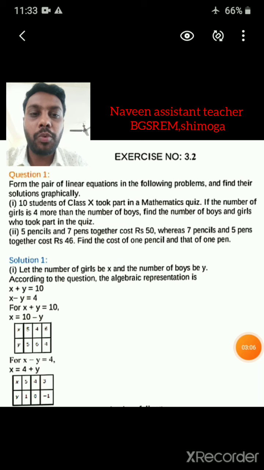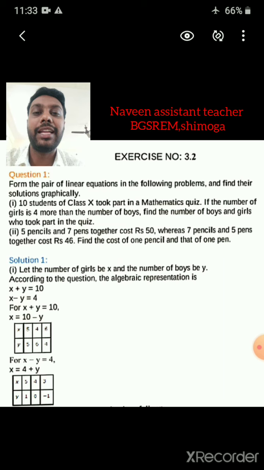Then we shall move on to exercise 3.2. Consider question number 1: form the pair of linear equations in the following problems and find their solutions graphically. In this class, I consider the first problem: 10 students of class 10 took part in a mathematics quiz. If the number of girls is 4 more than the number of boys, find the number of boys and girls who took part in the quiz.